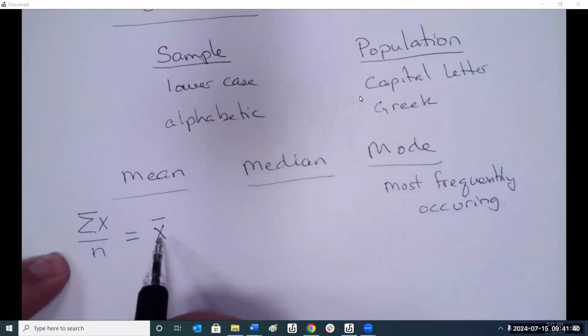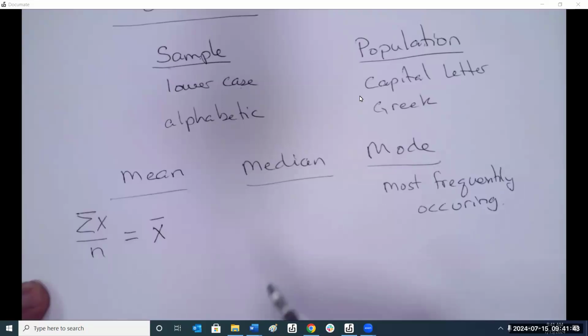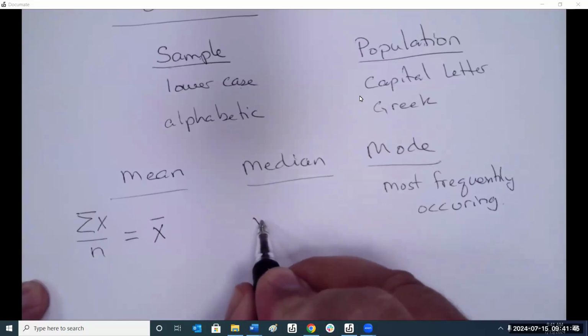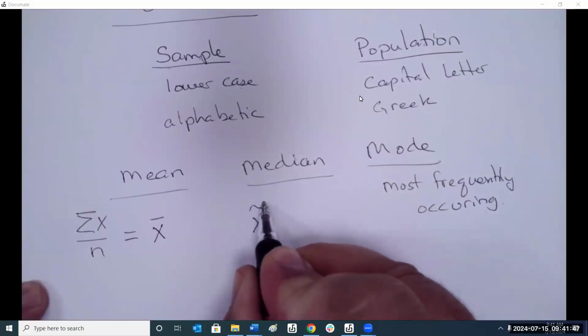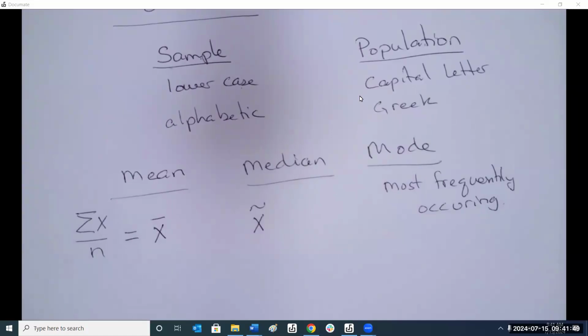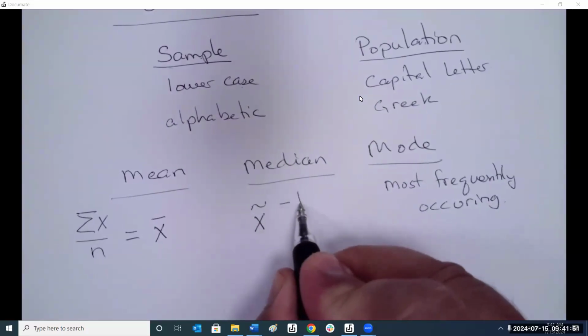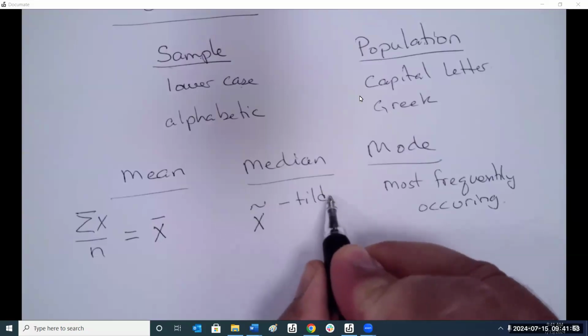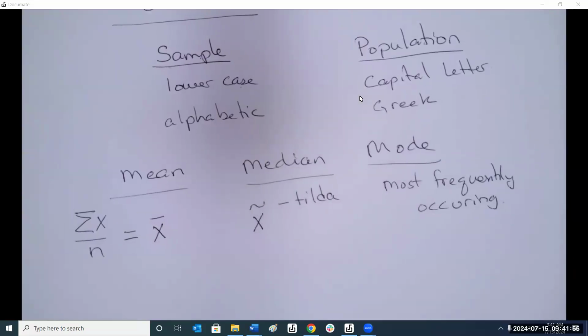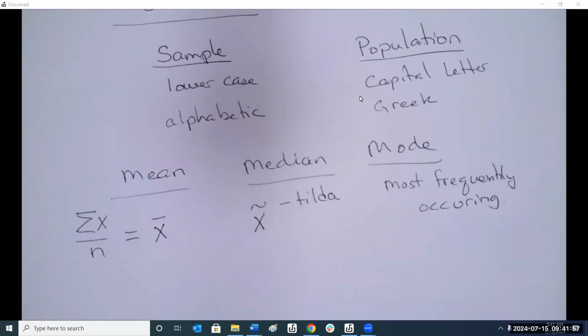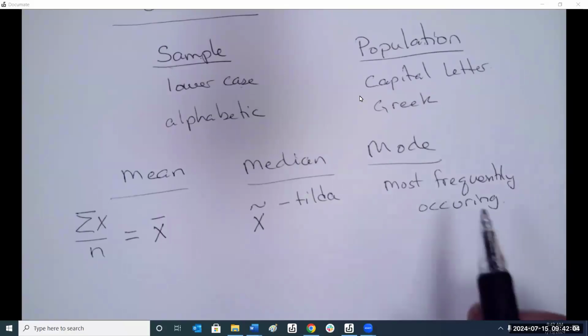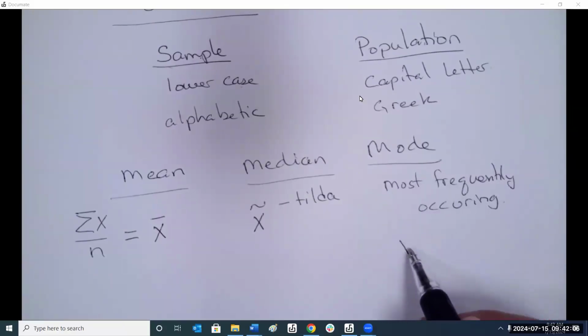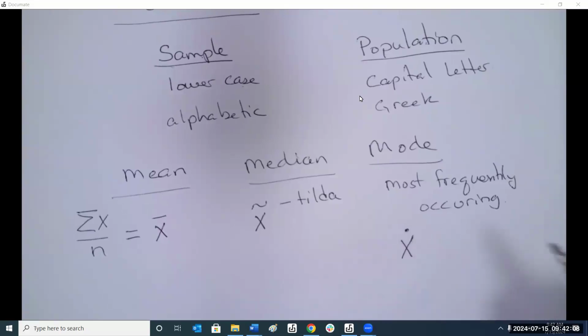Okay, so we know that X bar represents the mean, the average. The median is represented by the X with a squiggle over it. That squiggle is called a tilde. So it's X tilde. It's an X with a squiggle over it. And the mode is represented by a dot. X with a dot over it is called X dot.